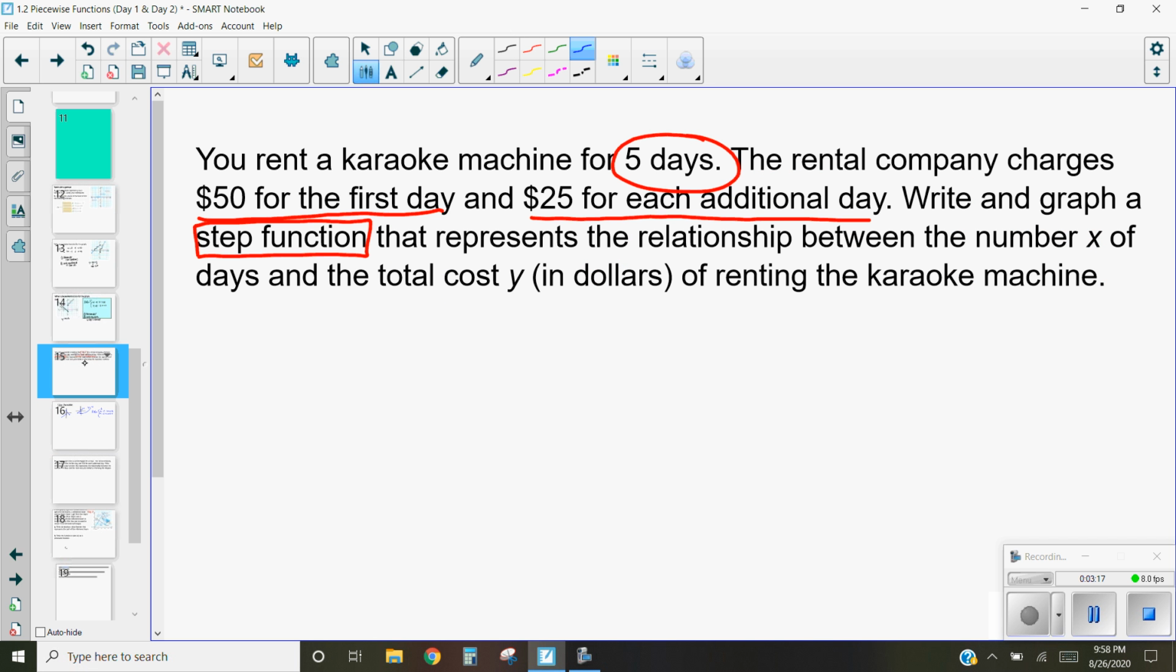So we're going to write a step function for this problem. We're renting a karaoke machine for 5 days. So we know that we're going to have a step function because it's got multiple days that we're dealing with.